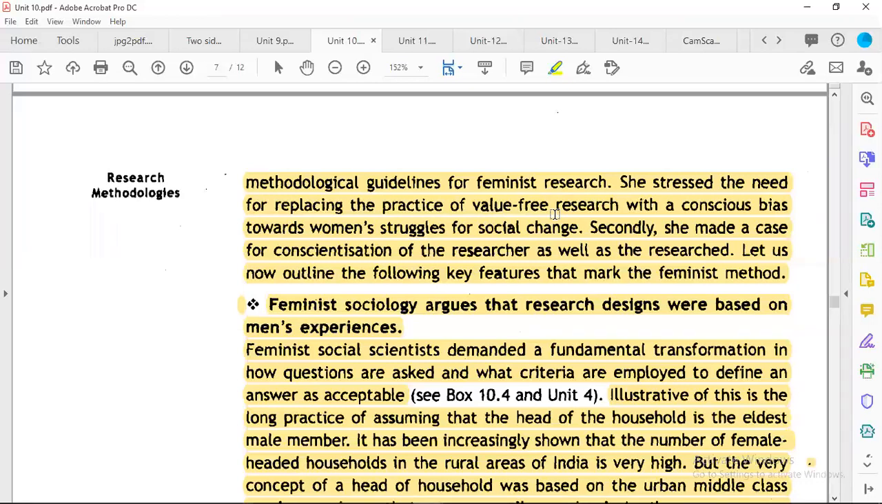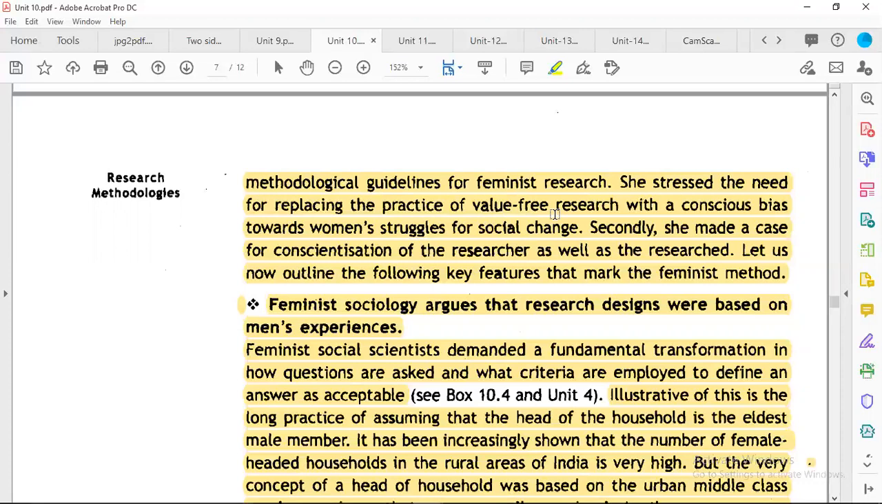For example, if you have been studying sociology for the last 2 to 3 years, is there any theory where you get examples or instances of women's oppression? No. But they are telling you that it's value-free research. If bias towards men is called value-free research, then we don't need value-free research. We need a conscious bias towards women's struggles, as a research method.